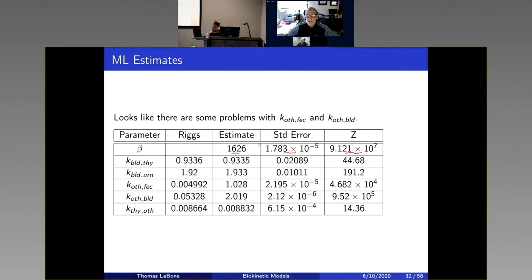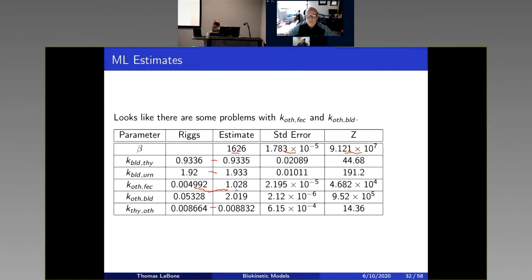So again, what this is telling you, you can take a look at the z-score, and if this is a large number, then that means I'm pretty confident in the result. And you can see here again the errors in the estimate are much smaller than the estimate itself. The key things to look at here is I'm pretty much getting back the Riggs values for here and here and here. But these two, this was a change of like 200. So I'm very confident that Riggs was off by a factor of 200, is what I'm saying.